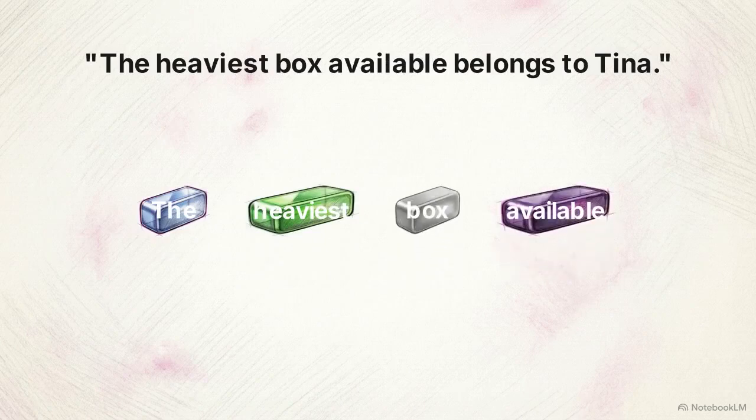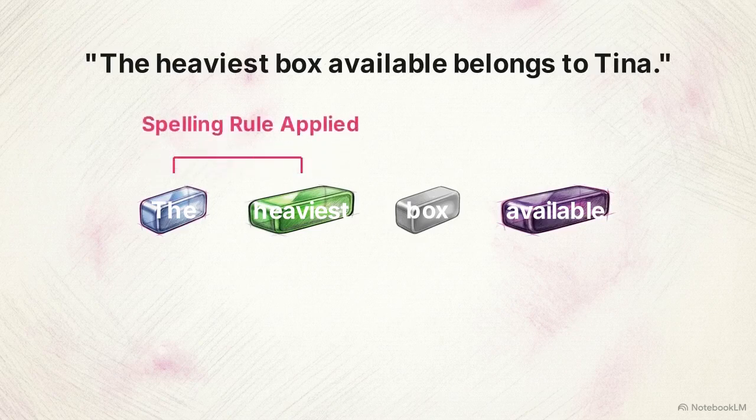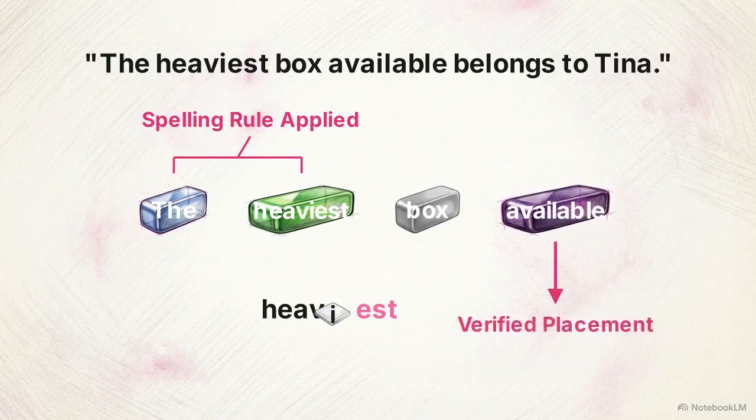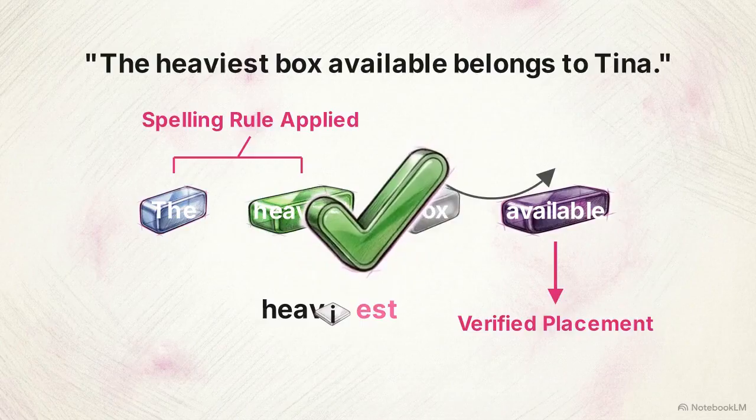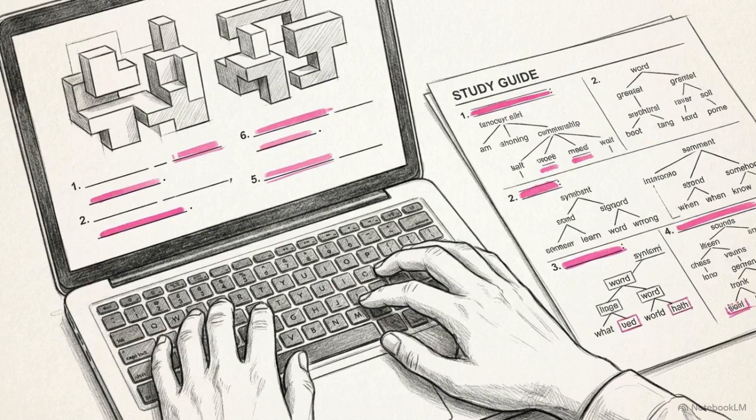This sentence demonstrates 3 specific skills. It uses the mandatory article the, it executes Rule 3 by changing the y in heavy to an i, and it uses post-positive placement by putting available directly after the noun box. In your next practice session, apply these 4 spelling rules to adjectives like lazy, sad, and rich.